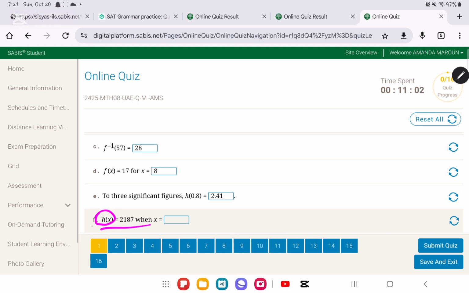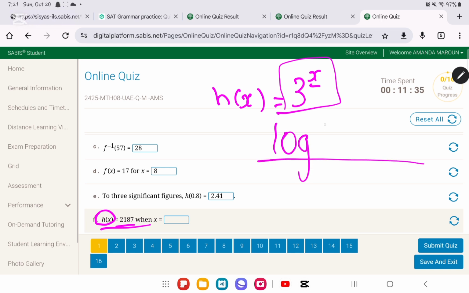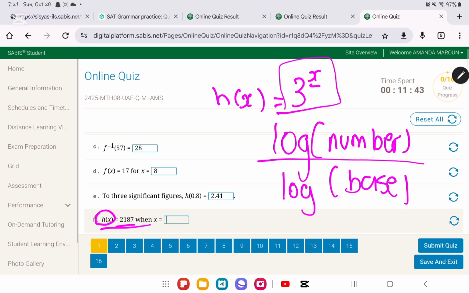This is something new, okay? Whenever you see h(x) equals to 2187 and your, my bad, wait. h(x), first of all, is equal to 3 to the power of x. Whenever they give you that the function is equal to a number and your function is a power, okay? Whenever your function is in this format, you're gonna use this equation. Simply, you're gonna do log number over log base.